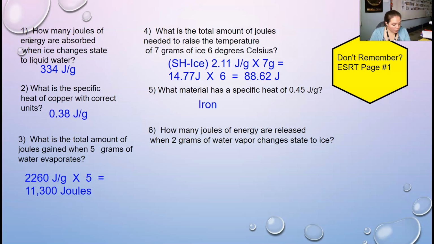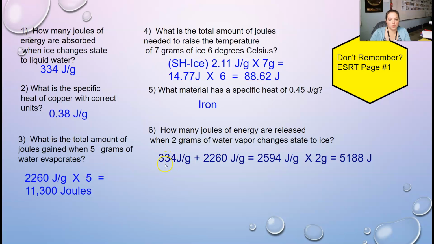How many joules of energy are released when 2 grams of water vapor changes to ice? So we got to go through condensation and freezing, and we got to do 2 grams. So what am I going to do? I'm going to add these two together. Remember, we had that 2,594 joules per gram. I got to times that by 2 grams because I'm going up 2 grams. Gives me 5,188 joules. I know it seems like a lot, but that's just like a little hint. Come back to this if you need. Definitely write this stuff down. So make sure to add the labels right here. I do apologize. I forgot to put on degrees Celsius.